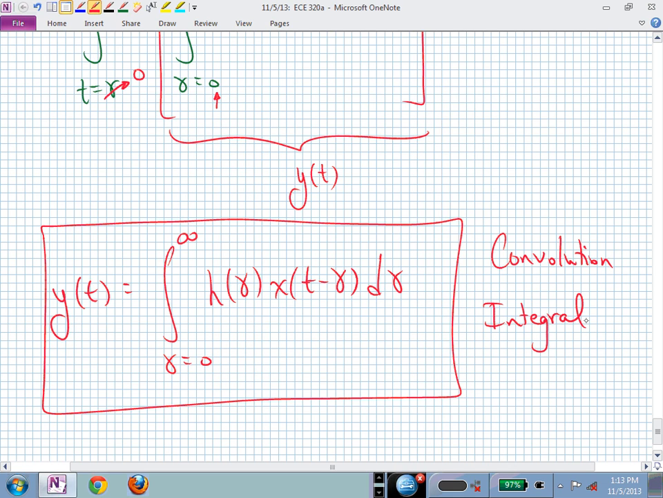You don't have to rederive that. You just now have to figure out how to use it. This now tells us the relationship between a system's output y, the system's input x, and the system's impulse response h of gamma.